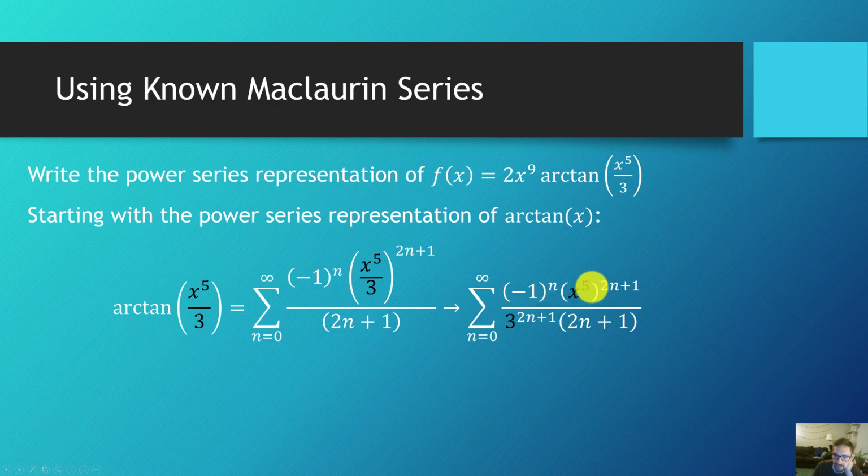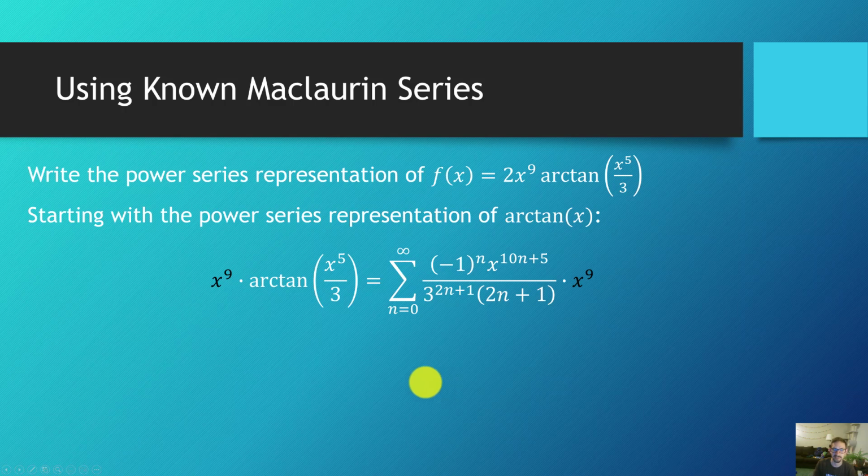And then we'll simplify this x to the 5th to the 2n plus 1 by distributing the 5 through this 2n plus 1. And that'll give us what we have so far, that arctan of x to the 5th over 3 is represented by this series, and the only change that we made is we have a 3 to the 2n plus 1 on the bottom, and an x to the 10n plus 5 on the top. So that's the first part.